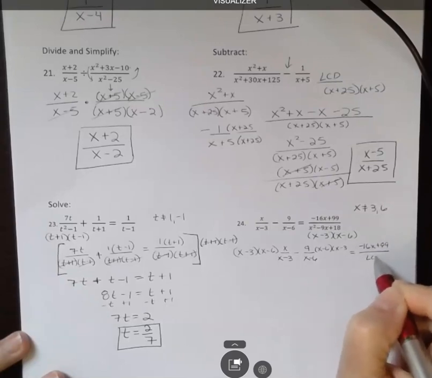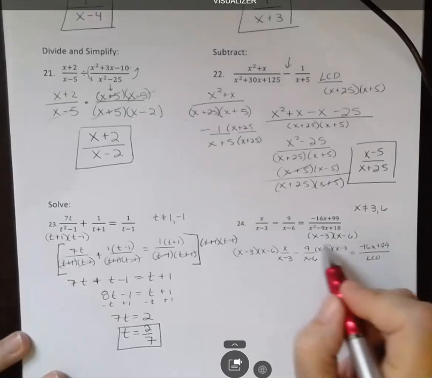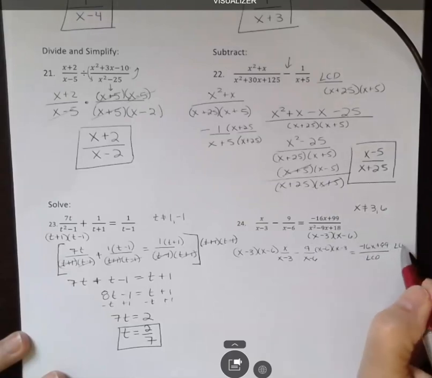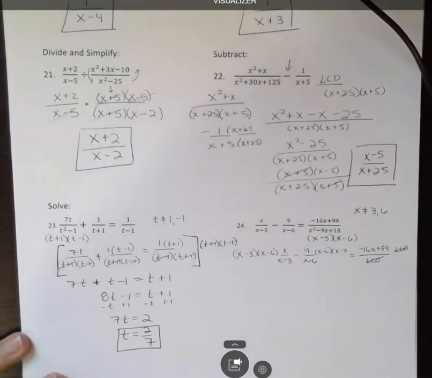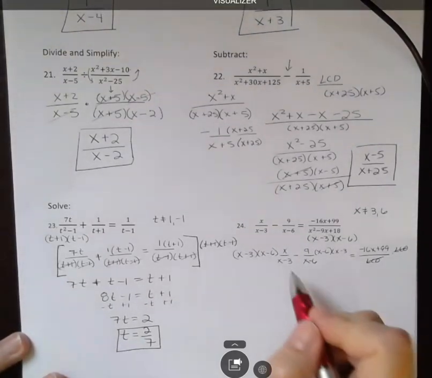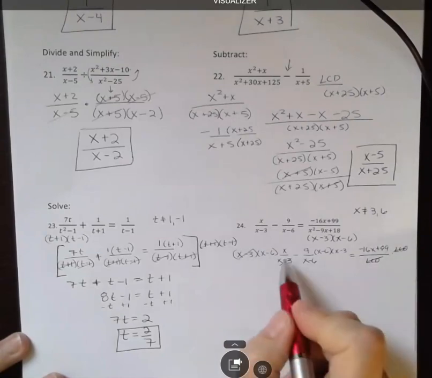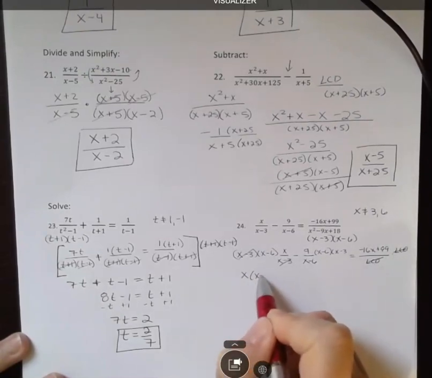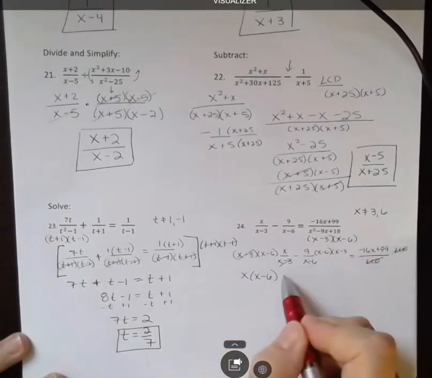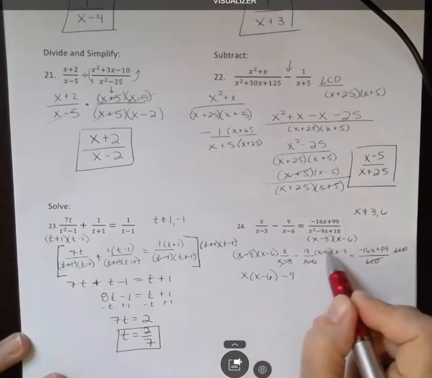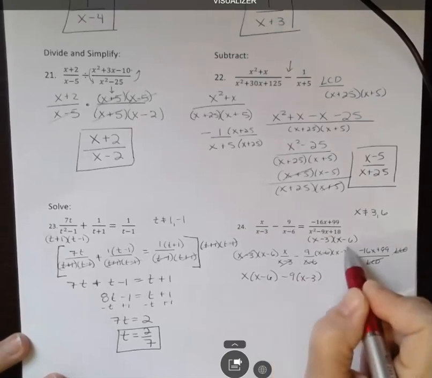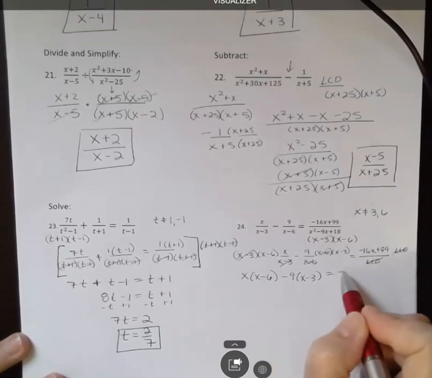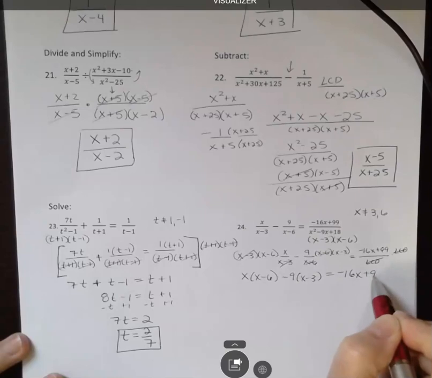And I'm just going to write LCD because I'm running out of space, which has that whole LCD, and I'm going to multiply it times that LCD, which means that's just going to go away, right? But on the left side, the x minus 3 is going to cancel, and I've got an x and x minus 6. Here, I've still got the negative 9, but the x minus 6 cancels, and I've got x minus 3 left. And over here, I have negative 16x plus 99.